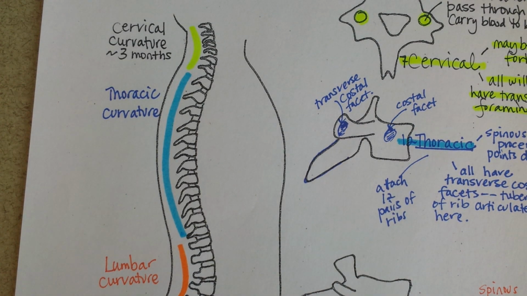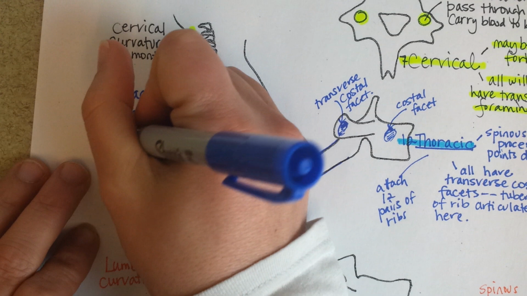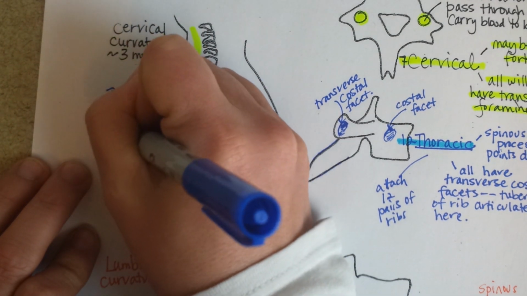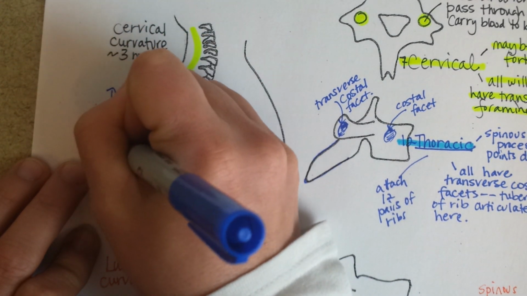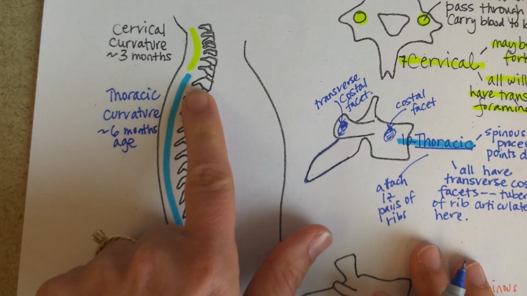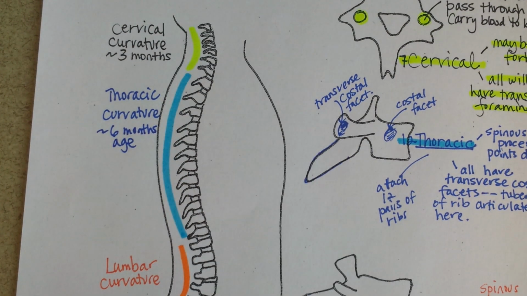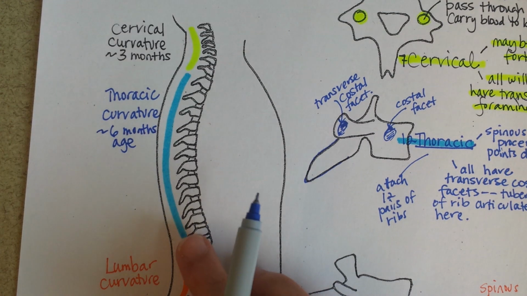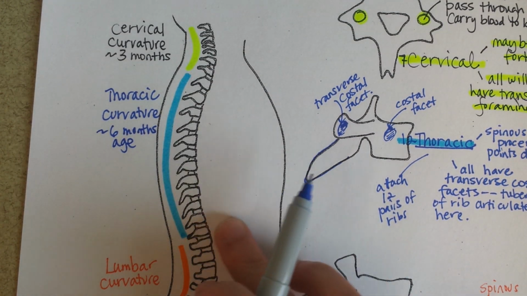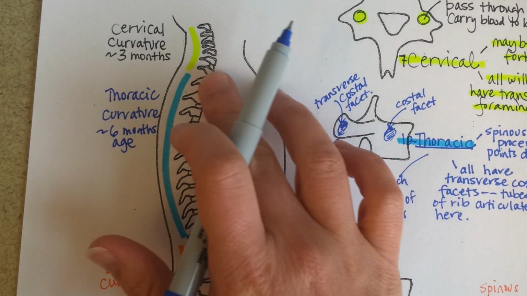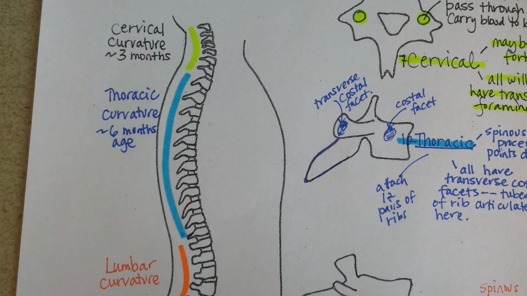Okay, then what's the next milestone that a baby has? Well, when it's about 6 months old, it will learn to sit up. And the muscles of the torso develop in such a way that they are pulling on, like right here, the abdominal muscles are pulling, and some of the chest muscles are pulling on those vertebrae and form the thoracic curvature.